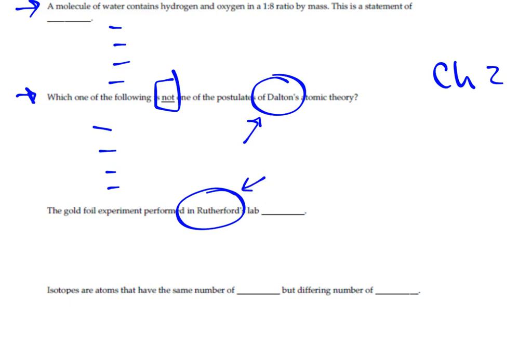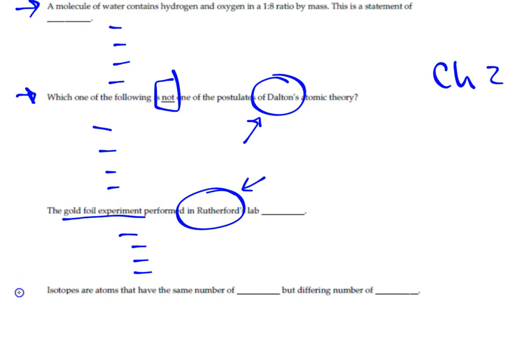You might need to know a little bit about Rutherford and the gold foil experiment. The gold foil experiment is famous for discovering what? All right, the nucleus or the proton. Okay, so whatever this answer is here, it probably has the word nucleus or proton in it.